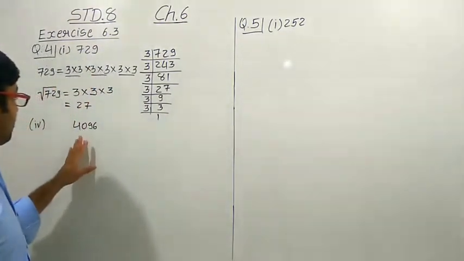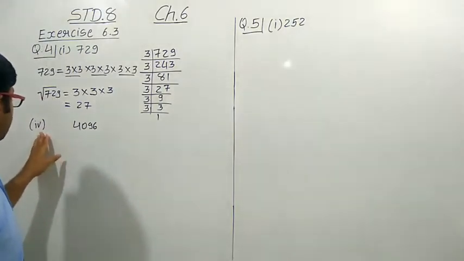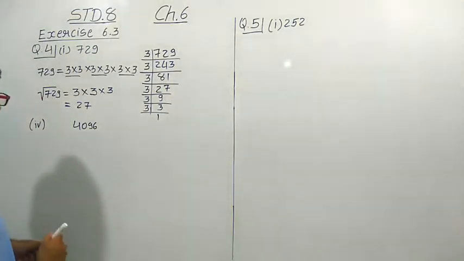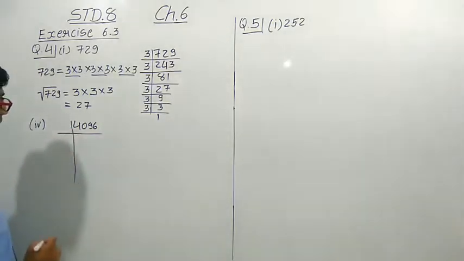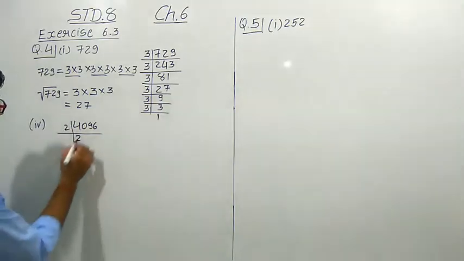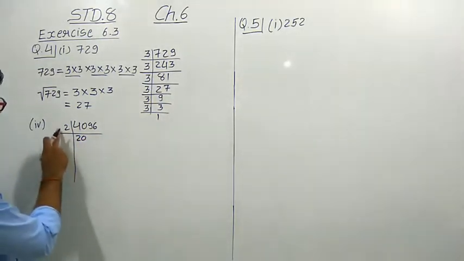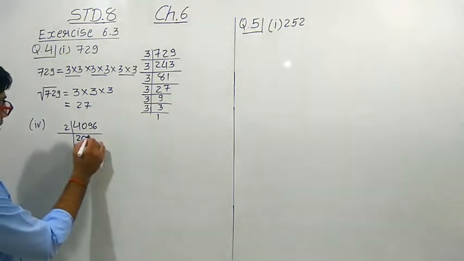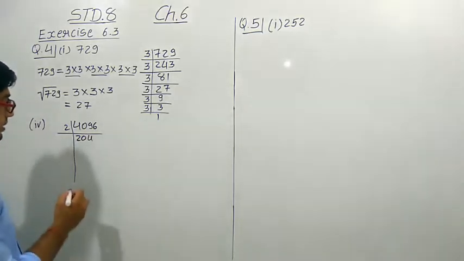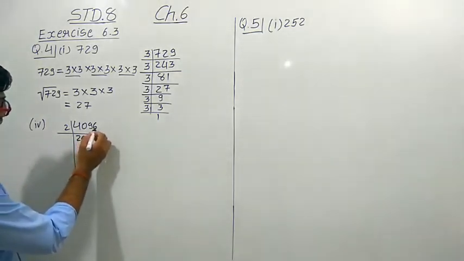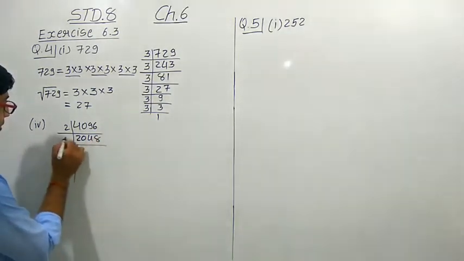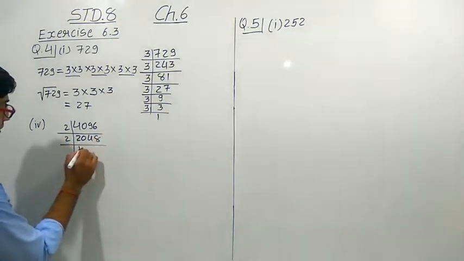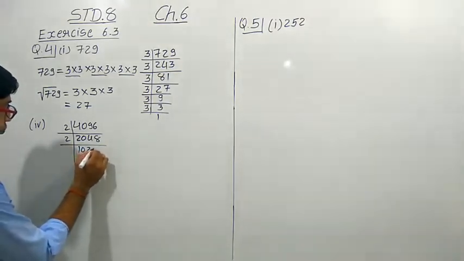Okay, let us take one more. That is the fourth one, 4096. So when we factorize it, see, we can divide it by 2. So when we divide it by 2, we get 2 2s are 4, 0 is 0. So 2 4s are 8. 9 minus 8 is 1, 1 and 6, 16. So 2 8s are 16. Again divide it by 2, we get 1024.